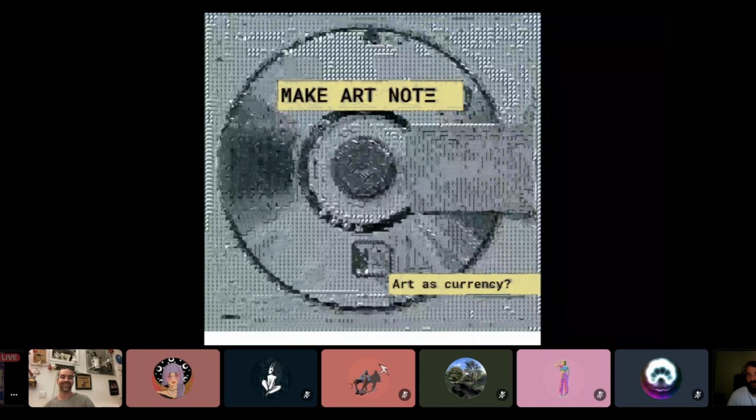So for me, it's really hard not to bring it in. And then we adapted it to make art, not ETH. Or you can also read it as make art note, like you're making a bank note. Make art, not ETH. Focus on your art, not on making money, this kind of stuff.